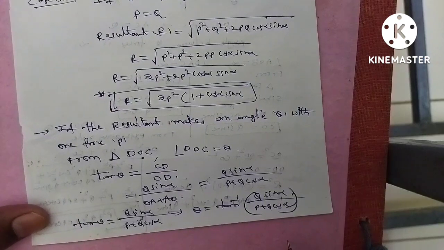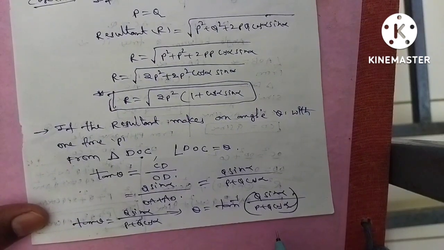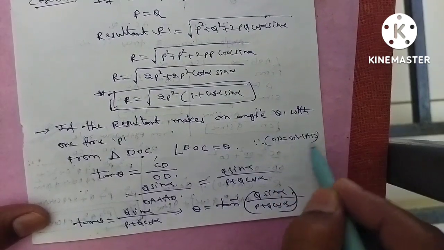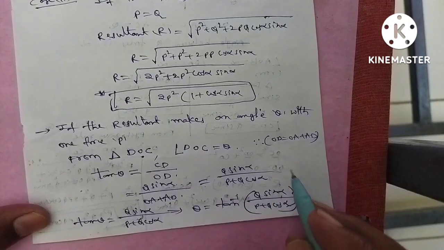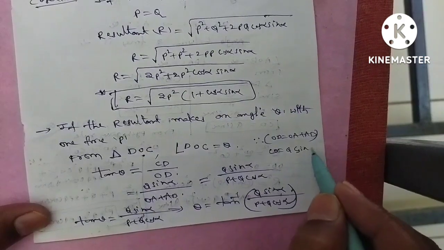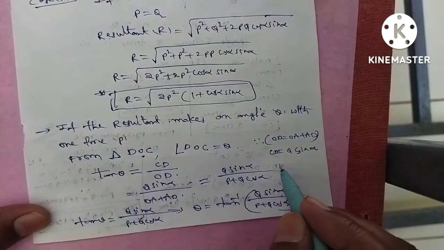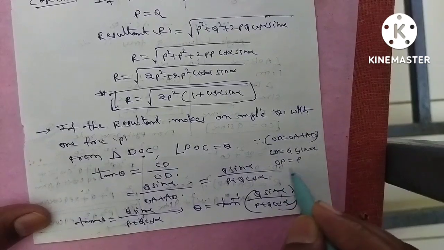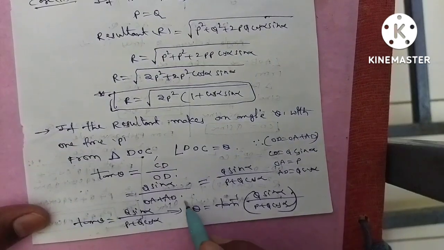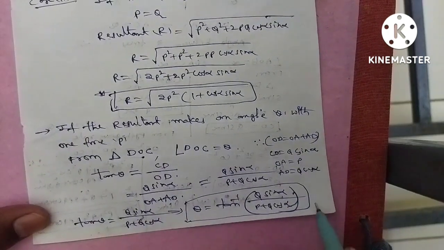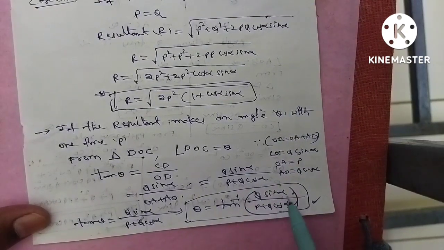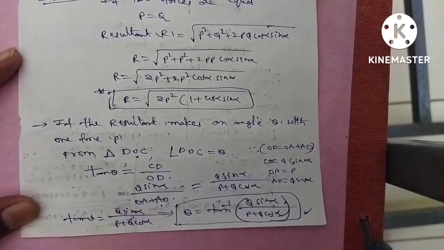Okay. So here from the triangle DOC, we have already determined OD is equal to OA plus AD. OA is equal to P, CD is equal to Q sin alpha, and AD is equal to Q cos alpha. So this is for the theta value. If you know the two forces P and Q and the angle between the two forces alpha, then you can determine the theta value by substituting in this equation. Thank you.